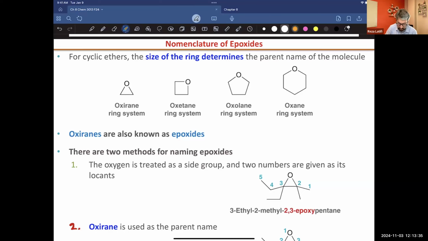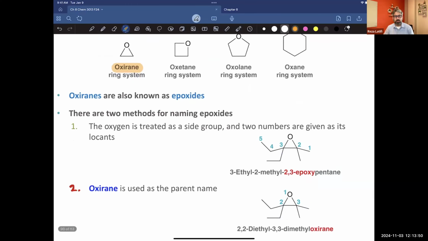The most common one that we use a lot is going to be oxirane. Oxirane has 3 members, and I'm going to try to name the epoxide based on this 3-member ring. We have 2 methods to name any epoxide. The first method is to simply use epoxide to name the compound, and the second is to use oxirane to name the compound. Let's practice those 2.